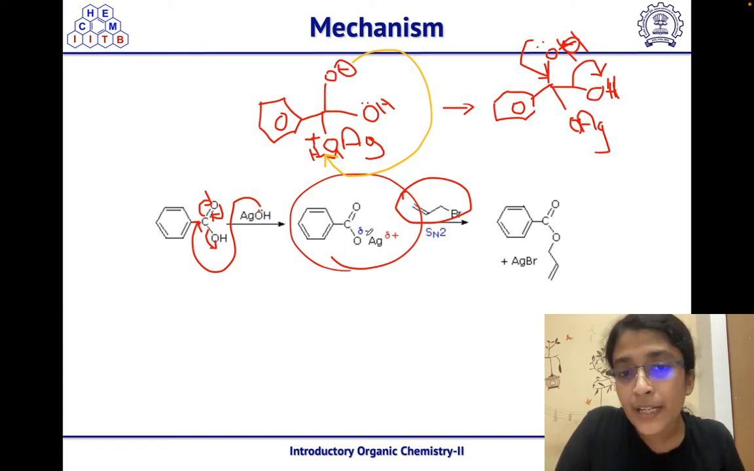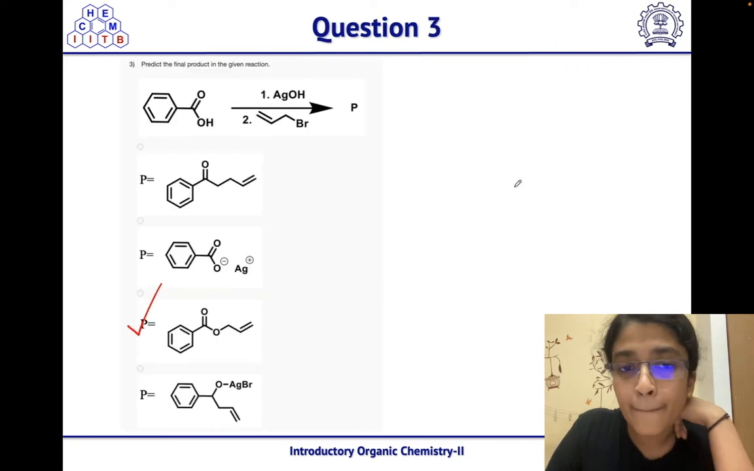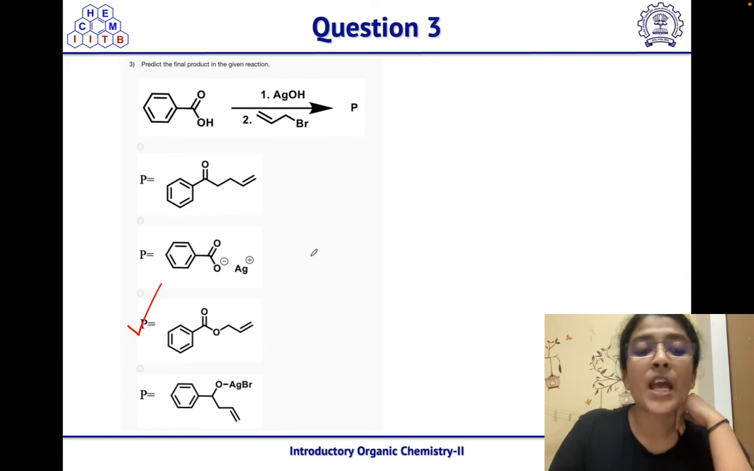So here partial negative charge is there. So this negative charge will undergo SN2 substitution reaction with this allyl bromide. So first it will go and attack here. This double bond will shift here, and this Br will eliminate, leading to formation of this product. Is the mechanism clear? Yes, ma'am. Okay. So we will get this ester as the product.